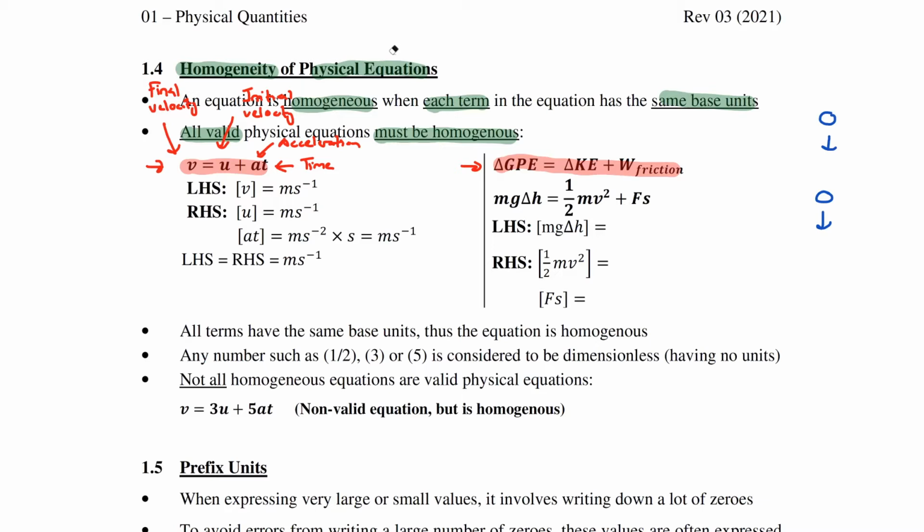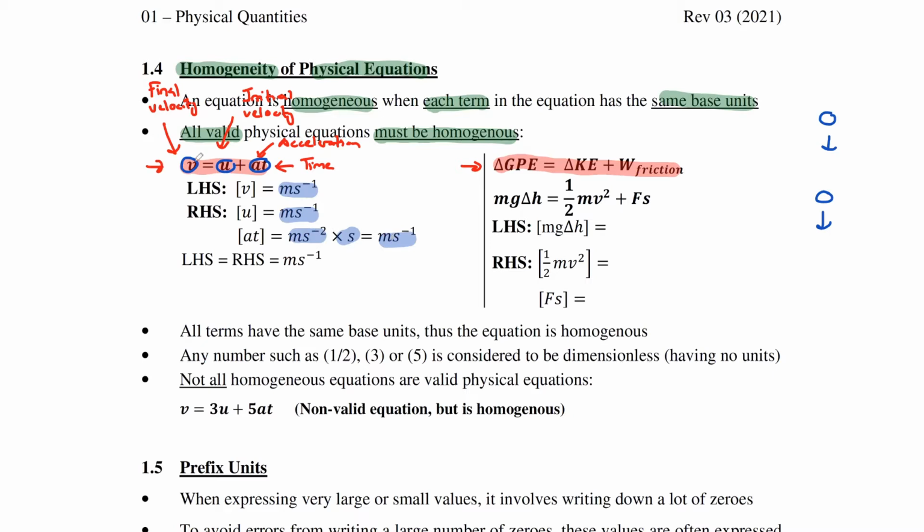Now, if we were to look at the first equation given here, when we want to analyze the homogeneity of the equation, we will need to analyze the units one by one, starting from one side. So we start off on the left-hand side first. The units of V, which is velocity, will be meter per second. And then we move on to the right-hand side. The units of U, which is also velocity again, would be meter per second. The units of AT, acceleration times time, will be meter per second squared multiplied with second, giving you meter per second.